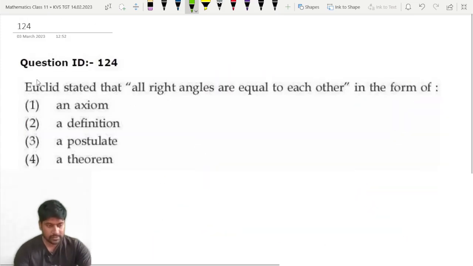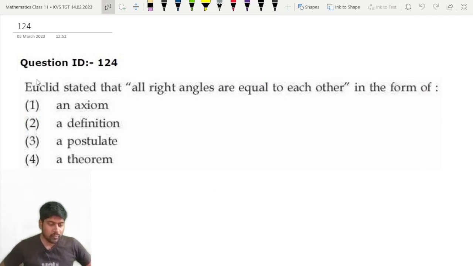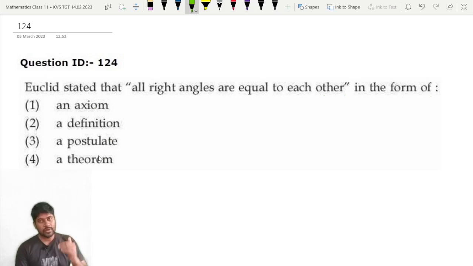So now let's see the next question, question number 124. Euclid states that all right angles are equal to each other in the form of what? An axiom, a definition, a postulate, or a theorem. Now every one of you has read Euclid's 5 postulates in class 9 NCERT book. All these statements are given as postulates. So option 3 will be the correct answer.